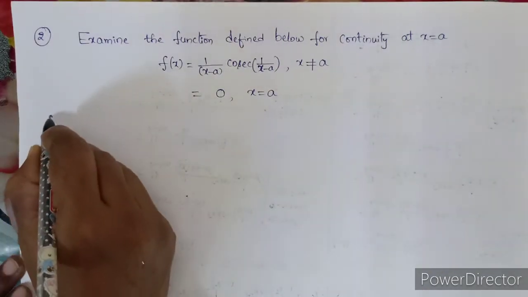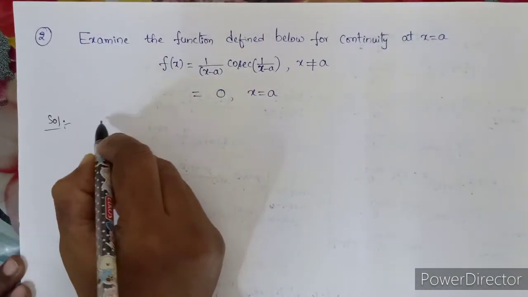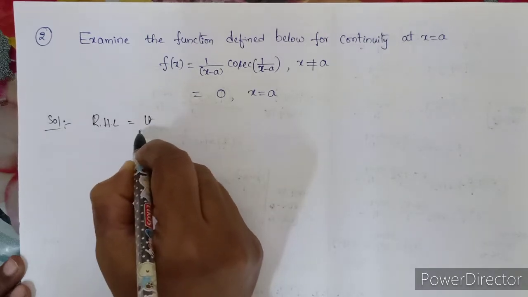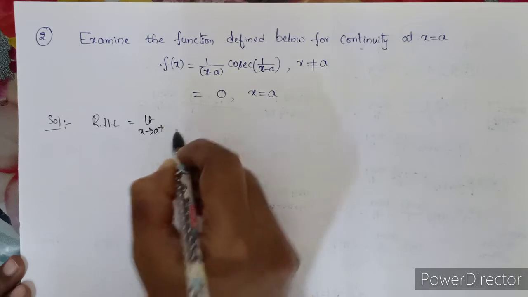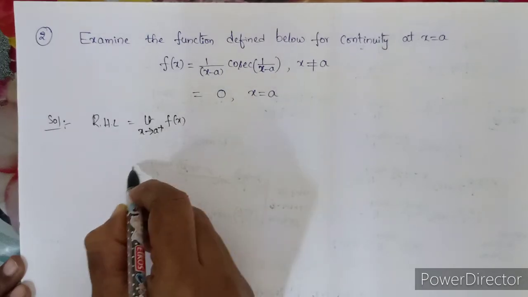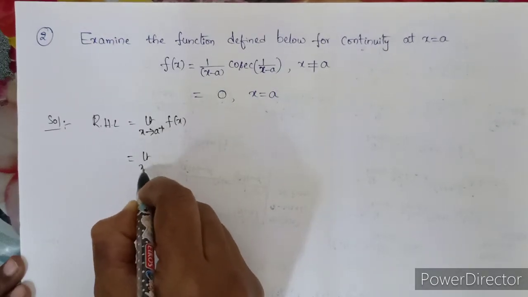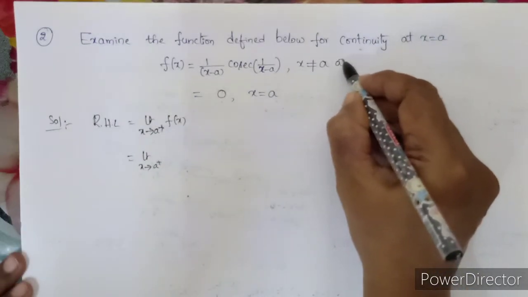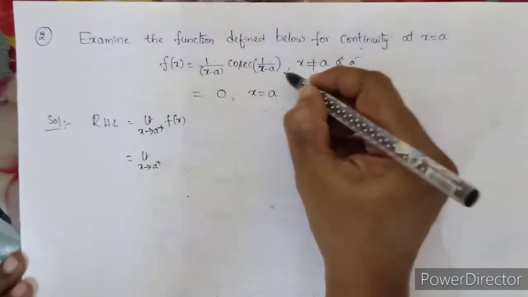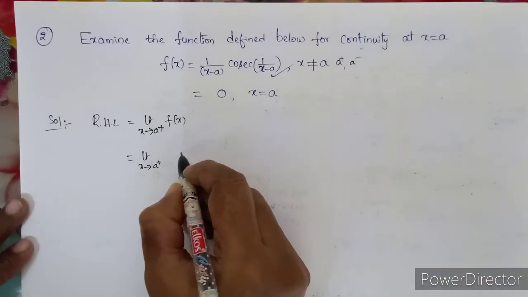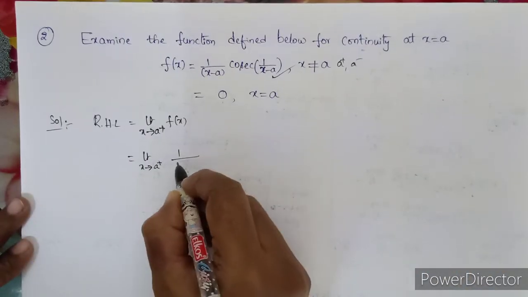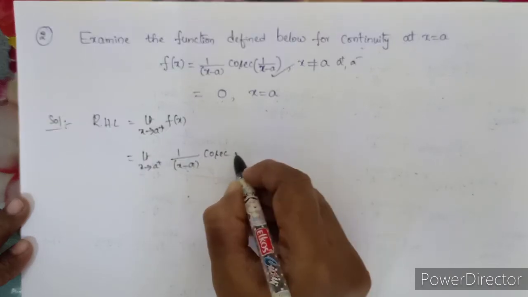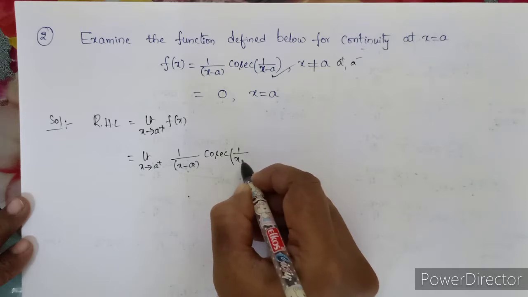First we'll see the right-handed limit. Limit x tends to a plus f of x. For a plus as well as for a minus, for both we should take this f of x. F of x is 1 by x minus a cosecant of 1 by x minus a.